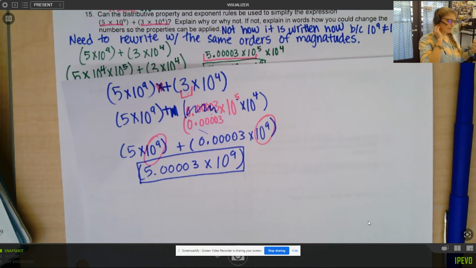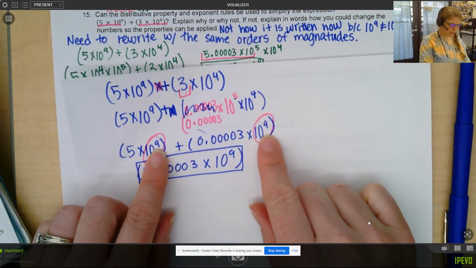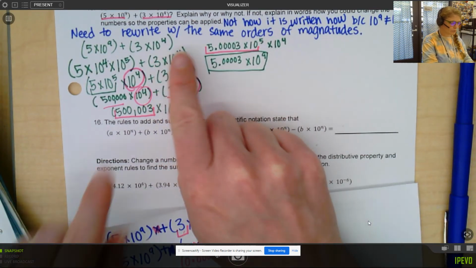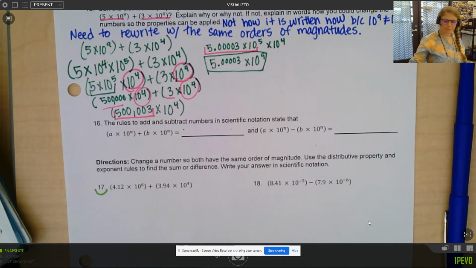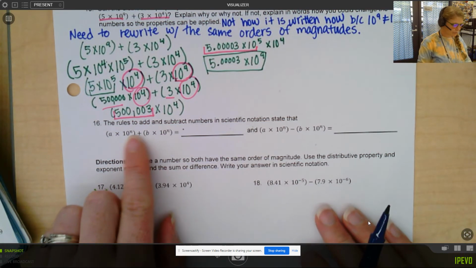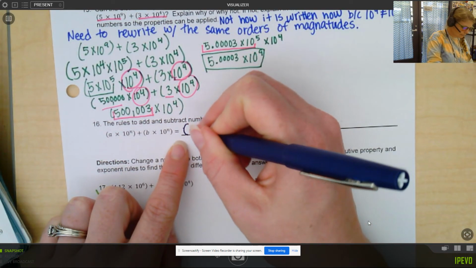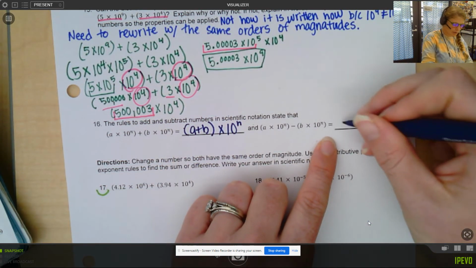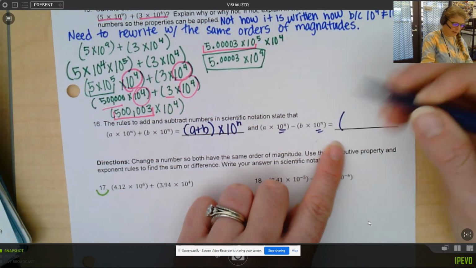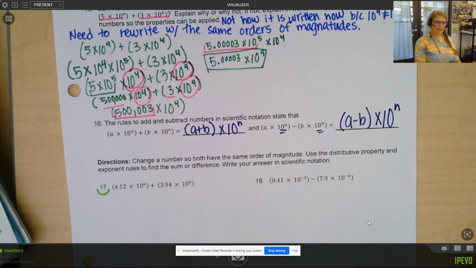So again, you might find it more efficient to go to the larger exponent, or you might find it more efficient to go to the smaller exponent, but you do need to have the same order of magnitude to be able to add and subtract in scientific notation. So the rule is, if you have a times 10 to the n plus b times 10 to the n, that becomes a plus b times 10 to the n. And if you're subtracting, as long as you have the same order of magnitude, it's a minus b times 10 to the n power. Nice.